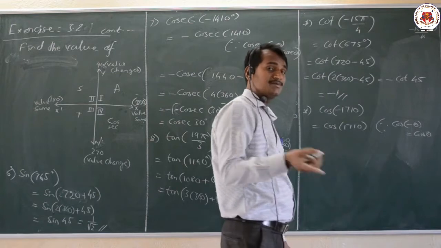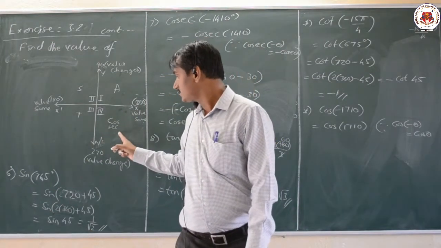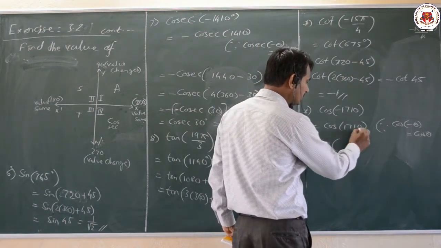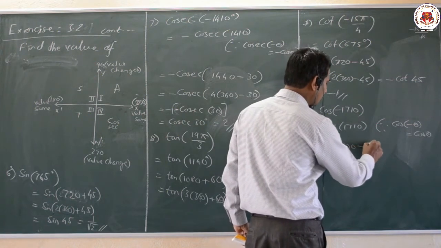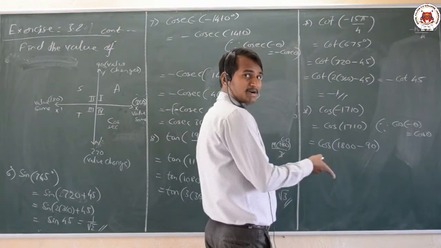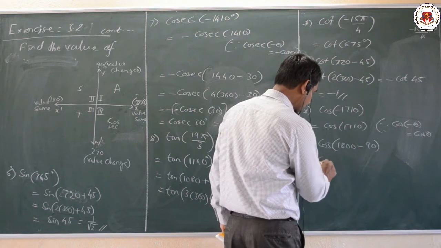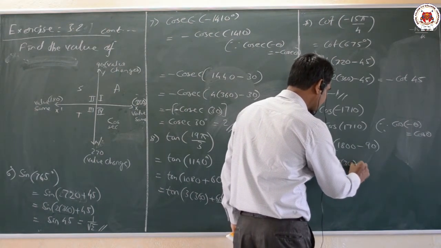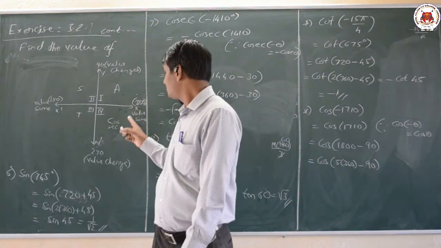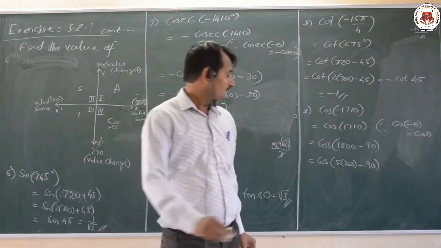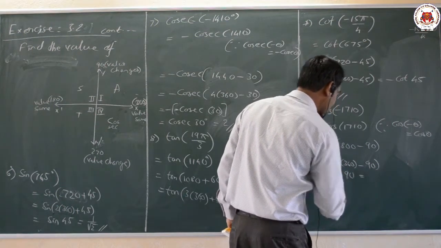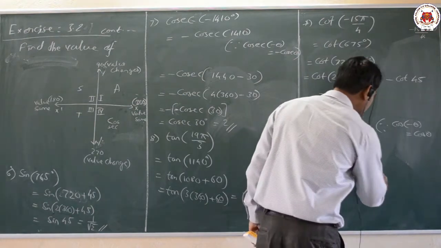In which quadrant does it come? It comes in the fourth quadrant. In the fourth quadrant, cos is positive, the value remains the same. Next term is cos of 1710. Can I write it as 1800 minus 90 here? Why? Because this 1710 is very near to 1800, that is a multiple of 360. What it is, that is nothing but cos of 5 into 360 minus 90 degrees. That is nothing but 360 minus 90. 360 minus 90 means where does it come? It comes in the fourth quadrant. In the fourth quadrant, cos is positive. So what we get here is cos of 90 degrees. Now what is the value for cos 90? The value will be 0 here.